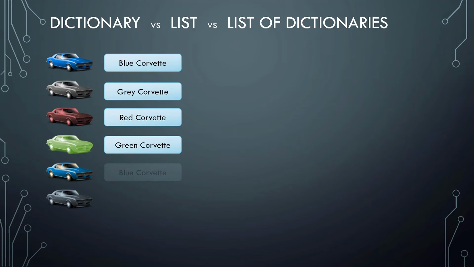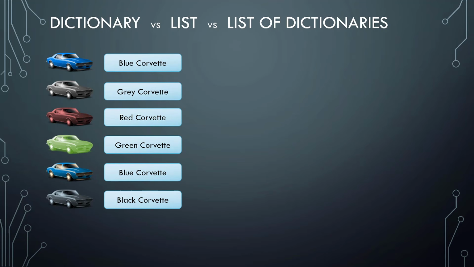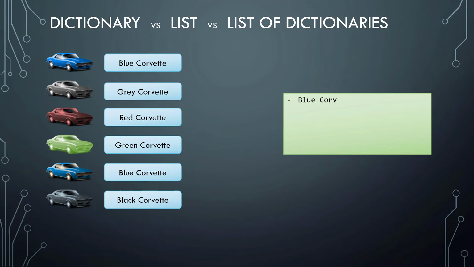Let's say we would like to store the name of 6 cars. The names are formed by the color and the model of the car. To store this, we would use a list or an array, as it is multiple items of the same type of object. Since we are only storing the names, we have a simple list of strings.